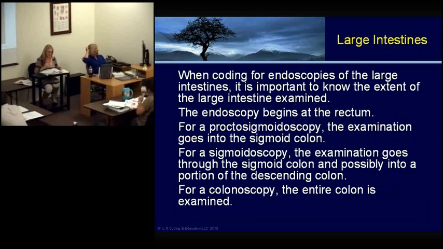All right, when coding for endoscopies of the large intestine, it's important to know the extent of the large intestine examined. The endoscopy begins at the rectum for a proctosigmoidoscopy. The exam goes into the sigmoid colon. So if you look at the diagram I gave you of the GI tract, for a sigmoidoscopy, the examination goes through the sigmoid colon and possibly into a portion of the descending colon. For a colonoscopy, the entire colon is examined.